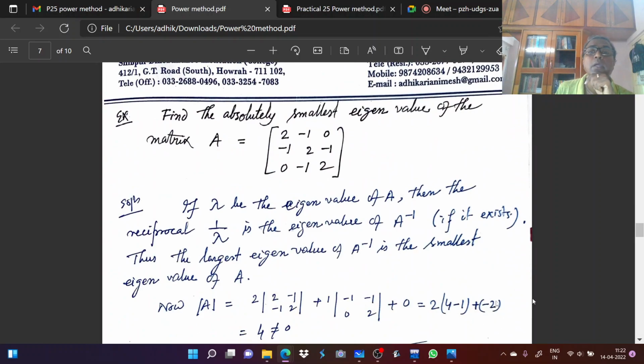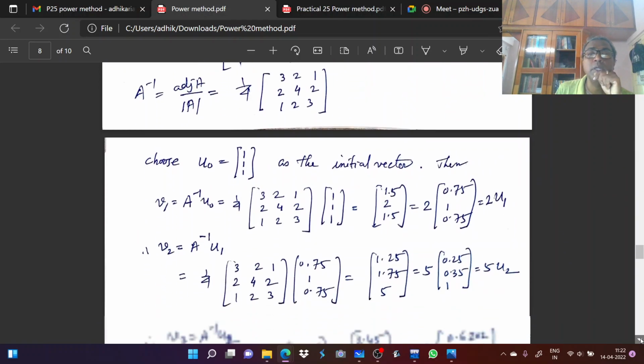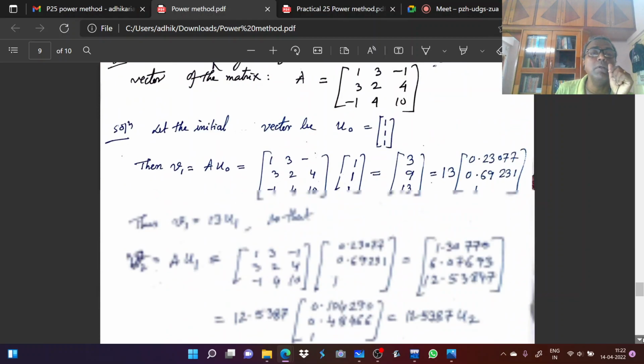Now go through the practical example. Find the absolutely, sorry, this is the smallest eigenvalue, so we will go through that example later. We come to the largest eigenvalue example here.